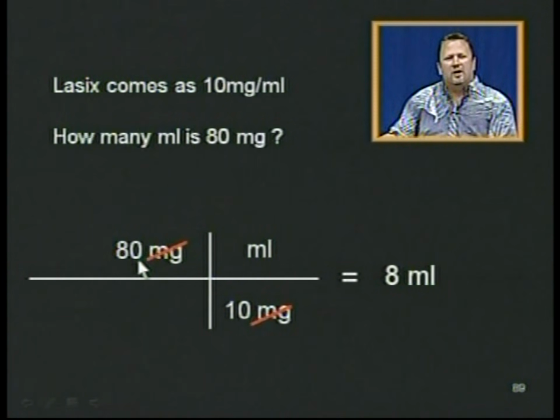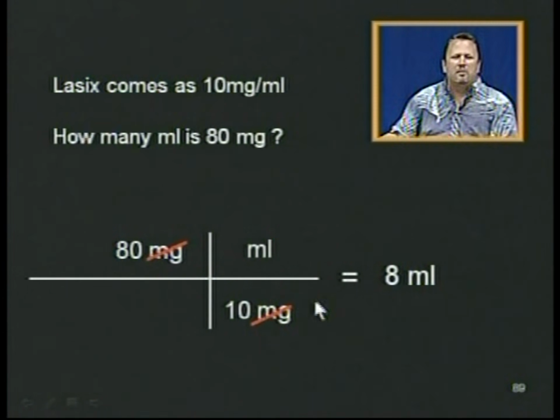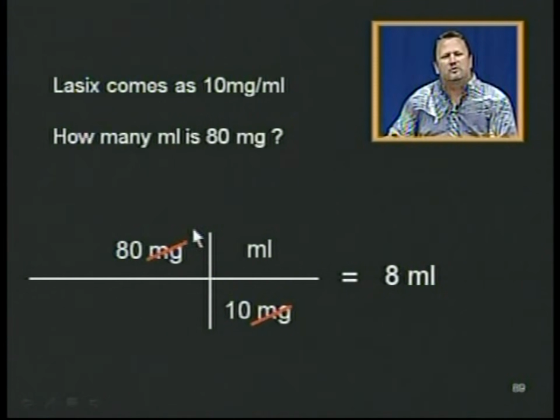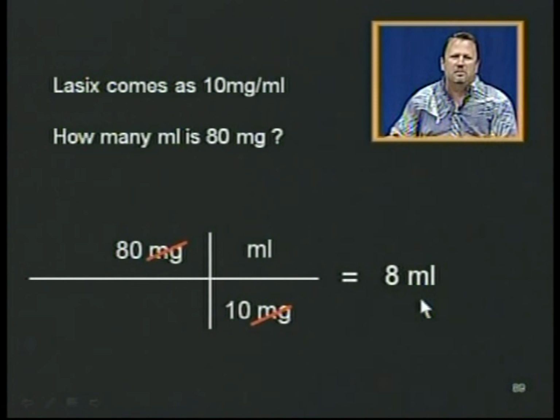And we know we want to deliver 80 milligrams, and so we put 80 milligrams in the numerator. A milligram over a milligram is equal to 1, and 1 times anything is a waste of time. And now we're left with 80 divided by 10 milliliters, which is 8 milliliters.